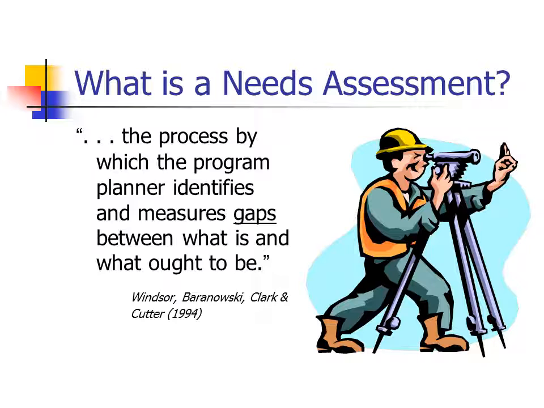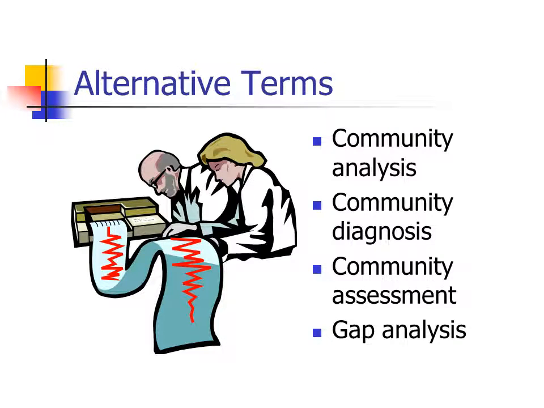So, for example, if we're looking at obesity rate in Georgia, we already identified, I think in one of our previous classes, that the best state is Colorado. So maybe that becomes our benchmark. So, what's the gap between obesity rates in Georgia versus Colorado? And maybe that becomes our marker to shoot for. Some other terms for a needs assessment that you might see in the literature: community analysis, community diagnosis, community assessment, and relating back to the previous slide, a gap analysis.